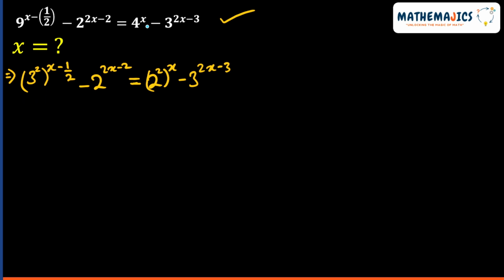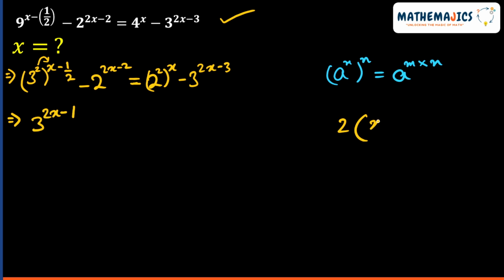In the next step, we will be using one exponent rule. That exponent rule says a raised to power m raised to power n gives us a raised to power m times n. So this is the rule that we will be using. So let's use this rule. We will get 3 raised to power 2x minus 1. How did I get this 2x minus 1? See, as I told you, we will be using this rule. So 2 multiplied by this whole power. We will get 2 multiplied by x minus half. If we multiply this, we will get 2x minus 1. So that's how we got 2x minus 1.